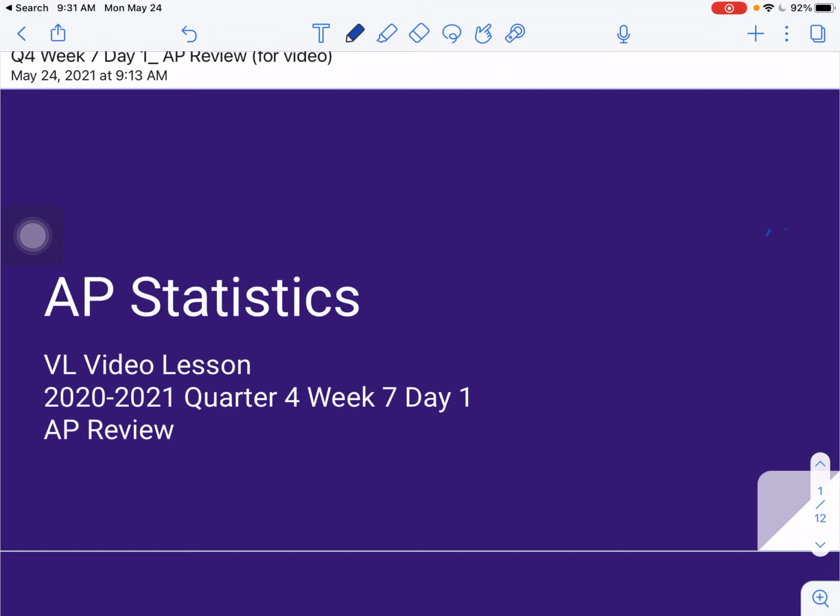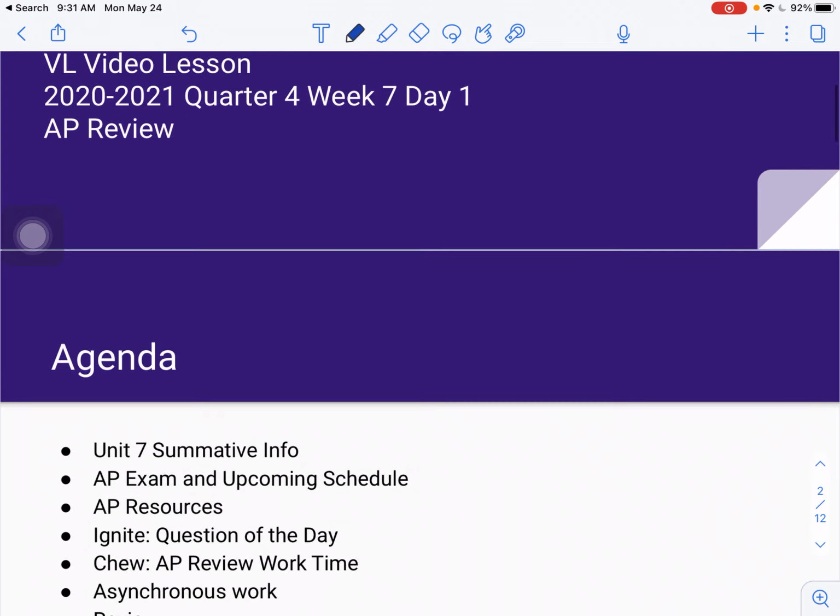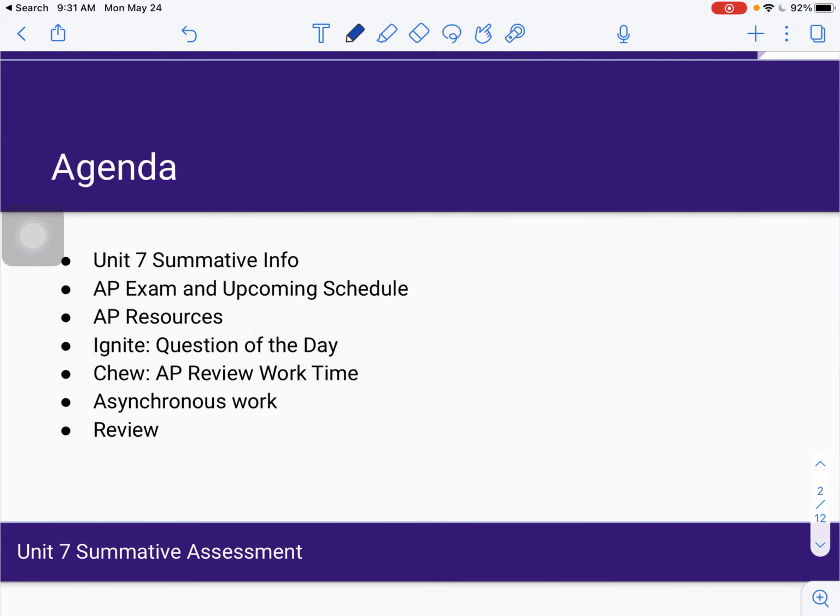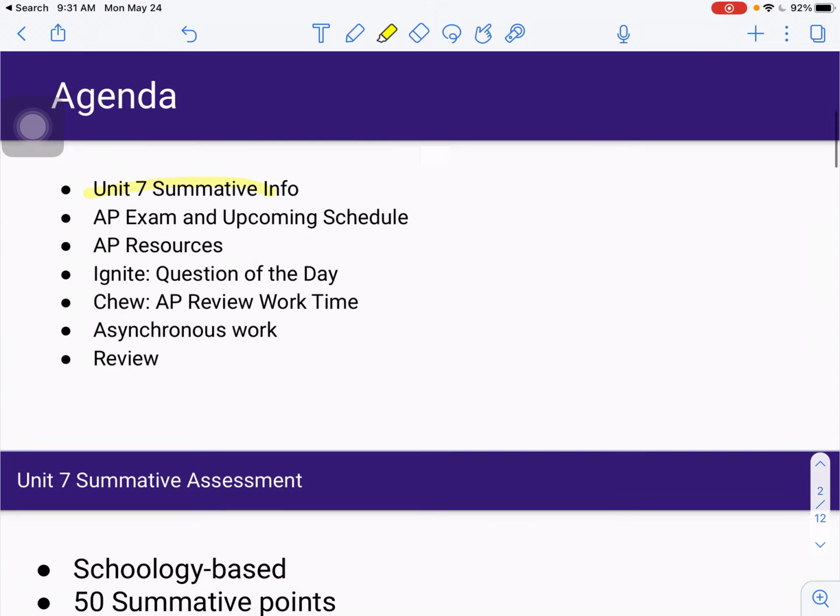And our main topic is just AP review. I'm going to give you a little bit of information on that Unit 7 summative, which will be the last summative of the quarter, a little bit about the AP exam and what's coming up, and some AP resources. We'll get into a question of the day that will help us review. And then I'm giving my students that are in person some review time just to work on AP problems, so I'll give you that time as well. And that'll be it.